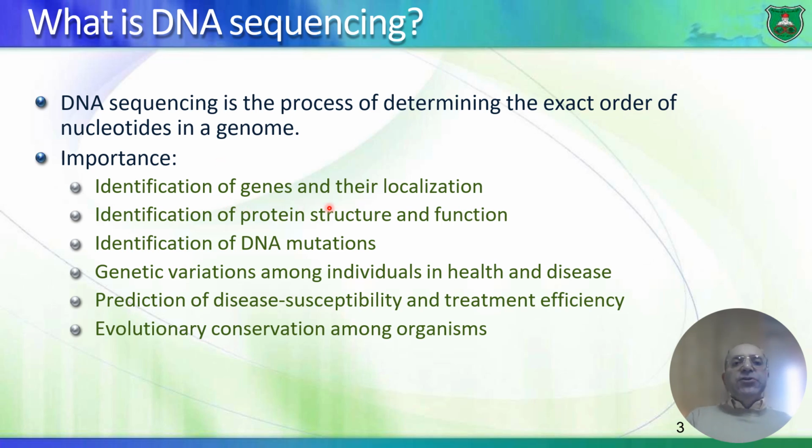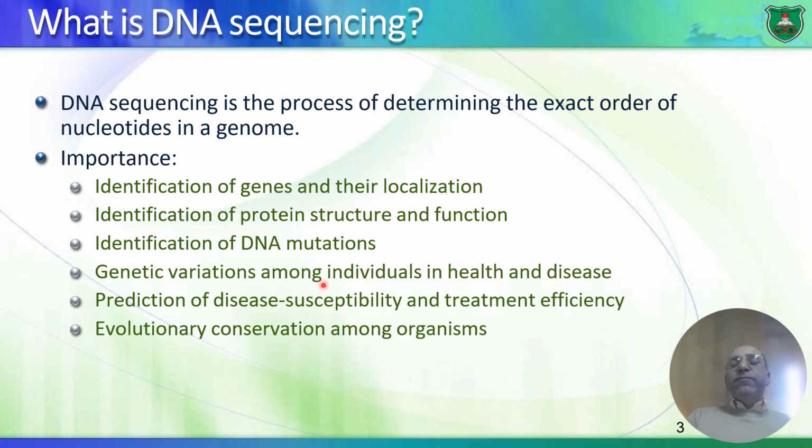We can identify genes and their localization. We can say that here's a gene, here is a VNTR, here is an STR. And we would know where they are localized on chromosome 1, the short arm, the long arm, chromosome 2, near the telomere, and so on. We can identify protein structure and function. After we know that here we have a particular gene, we would be able to translate this order of nucleotides into amino acids, as we will learn later on in translation.